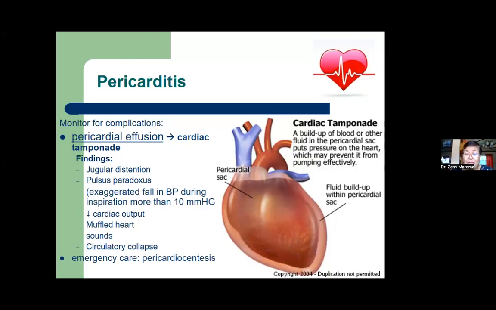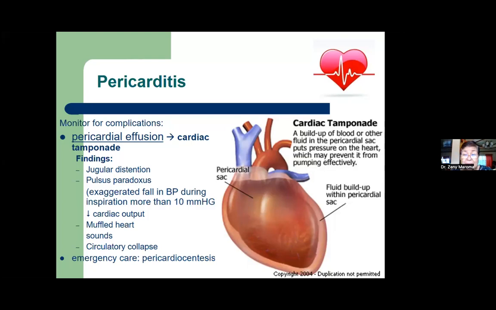Heart sounds, diba? We have the S1 and S2. S1 is heard secondary to closure of atrioventricular valves, while the S2 is heard secondary to closure of semilunar valves. So there's faint or distant heart sounds. Halos hindi mo marinig yung heart sound. Of course, there's circulatory collapse.